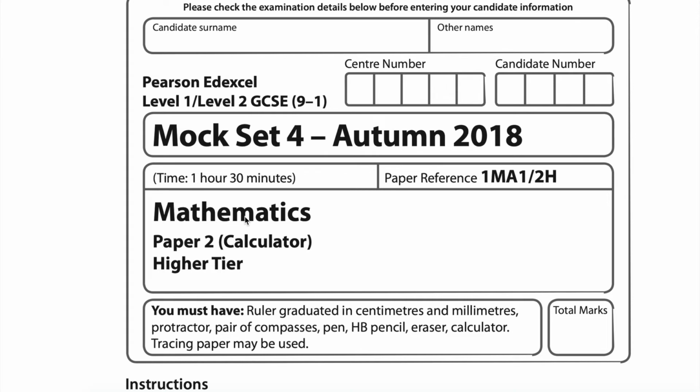In this video I'll be going through mock set 4 paper 2. This is for the EDEXCEL higher tier. The paper and the mark scheme will be in the description if you want those. But let's just get straight into the questions.